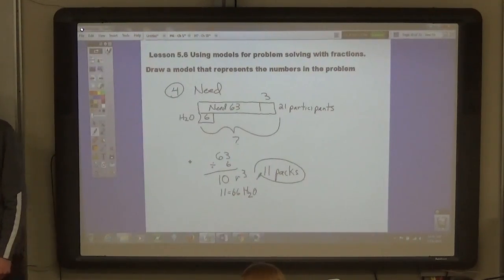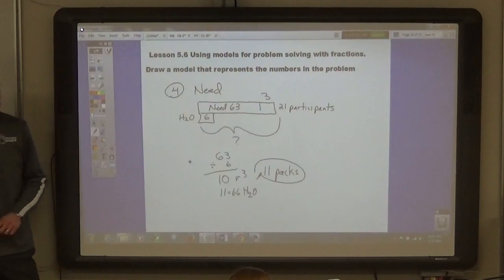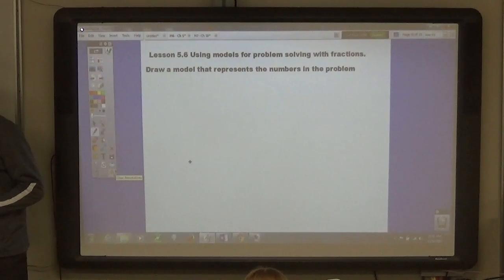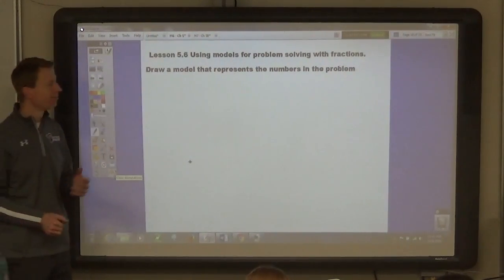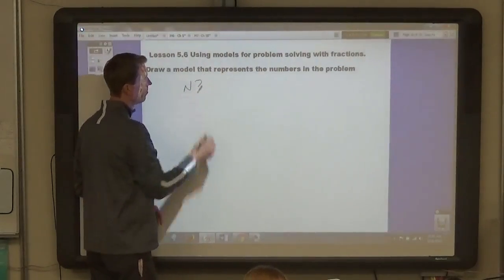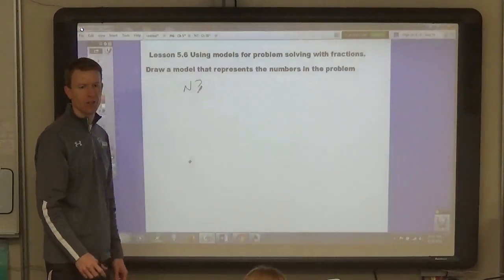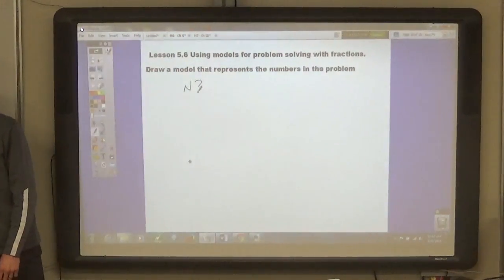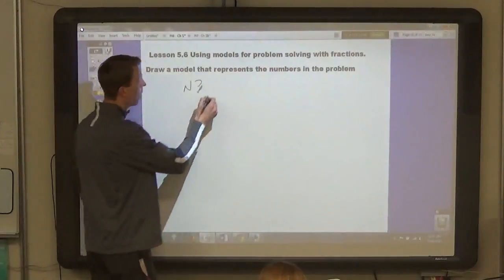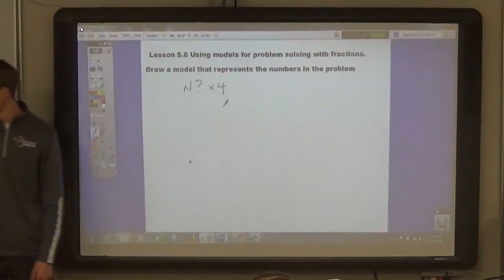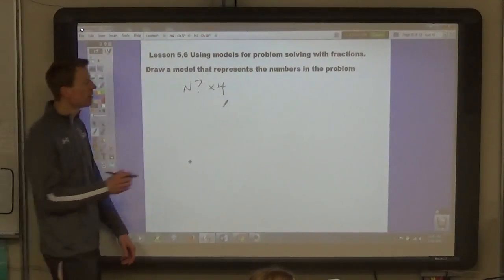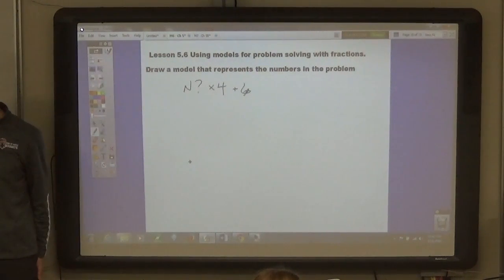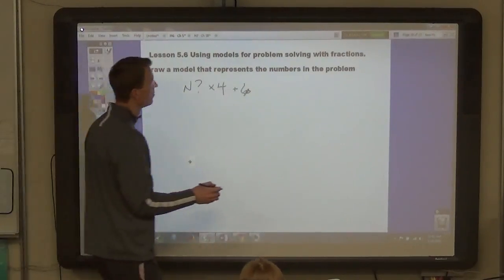Number 5. This one uses a strategy called working backwards. Okay? It says Ken chose a number. We don't know what number, so sometimes just N represents a number. Now, that number, he multiplied it by 4, added 6, and divided the sum by 2.